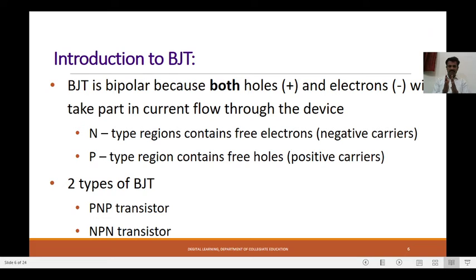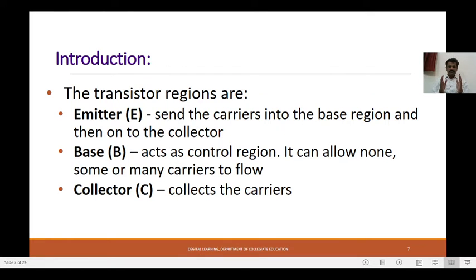And N has been sandwiched between the two P regions, so I will get PNP. Or in case of an NPN transistor, a P type of semiconductor has been sandwiched between the two N type of semiconductors, so that I will get an NPN semiconductor. And this is something about the different regions and different types of bipolar junction transistor.